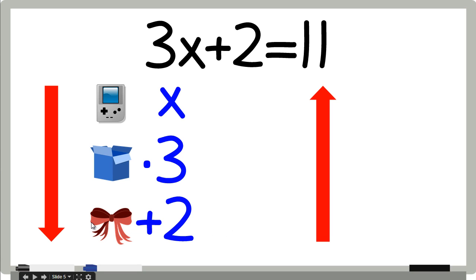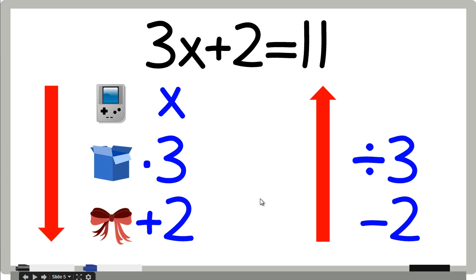So that means first we need to take off the bow. Well, if the bow is the plus 2, how would you take that off? You would do the opposite of that, or the inverse in mathematical terms. You would subtract a 2, so that would take the bow off. Great. Well, then how would you open up the box? The box is times 3, so we would need to divide by 3, because again, the inverse of multiplying by 3 would be dividing by 3. And if we can do that in that order, then we should be left with the x all by itself.